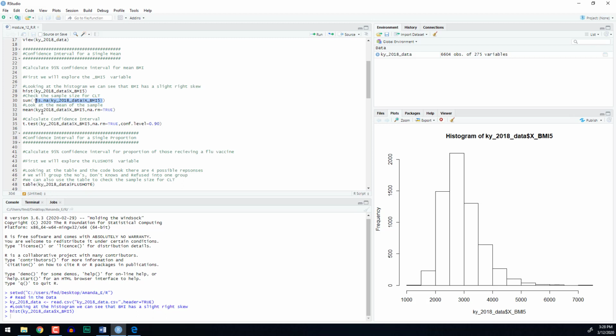Well, for right now, I'm not interested in how many missing observations we have. I'm interested in how many observations I have, in other words, my sample size. I want to see if my sample size is large.